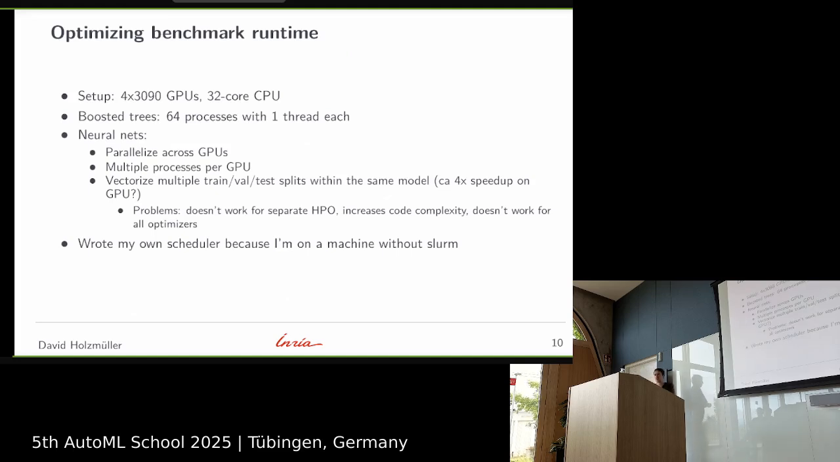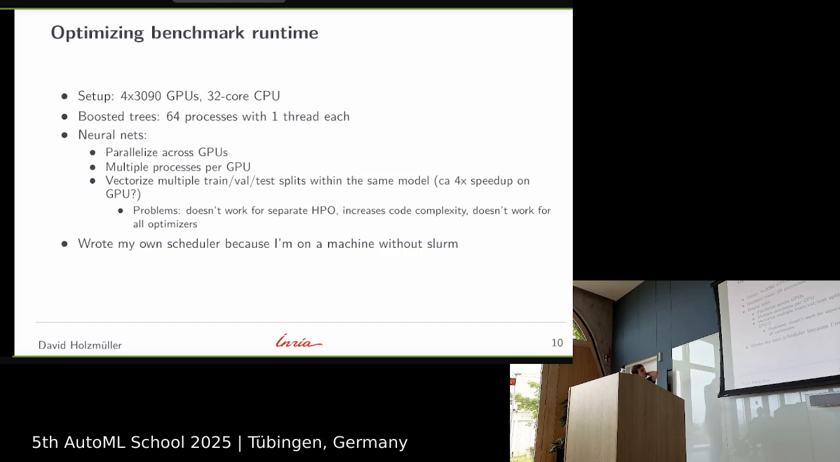Then what I think is an important aspect is just doing as many experiments as possible. So I just want to be able to run experiments as quickly as possible. And I spent quite a bit of time on optimizing the benchmarking setup. So basically, my setup was not like this in the beginning, but after a while, I had access to this workstation with 4 GPUs and a 32-core CPU.